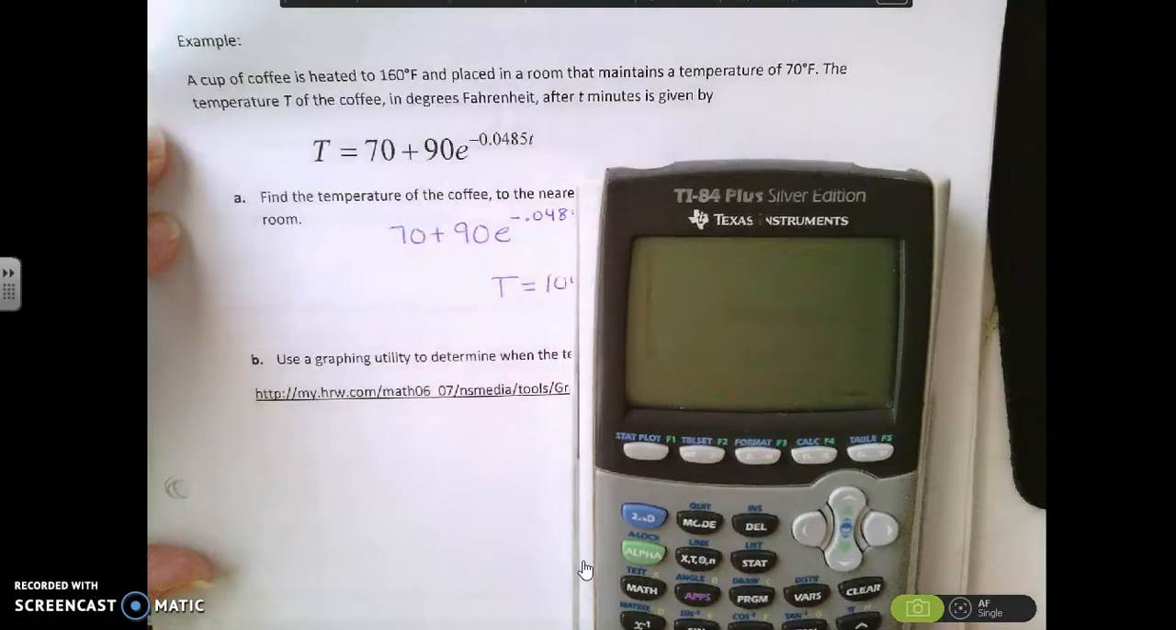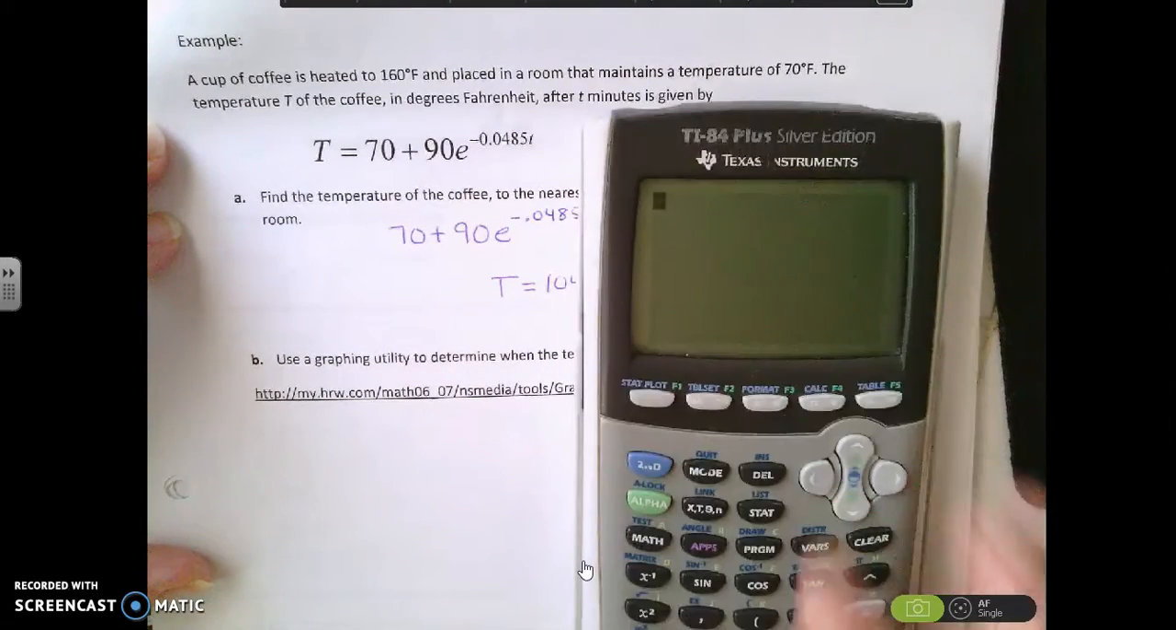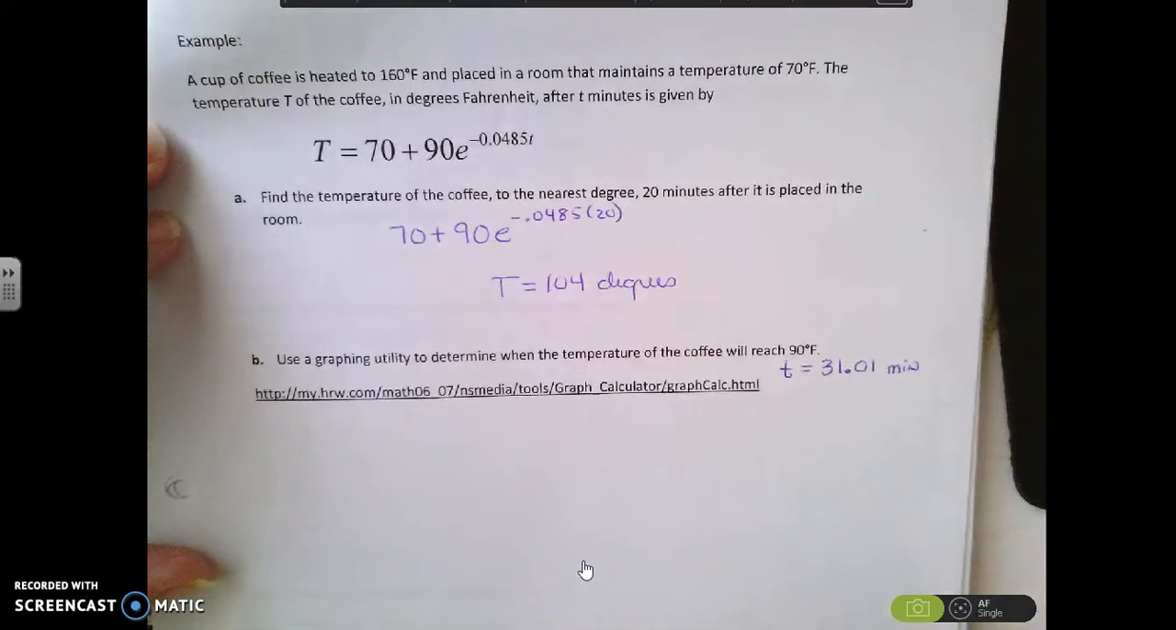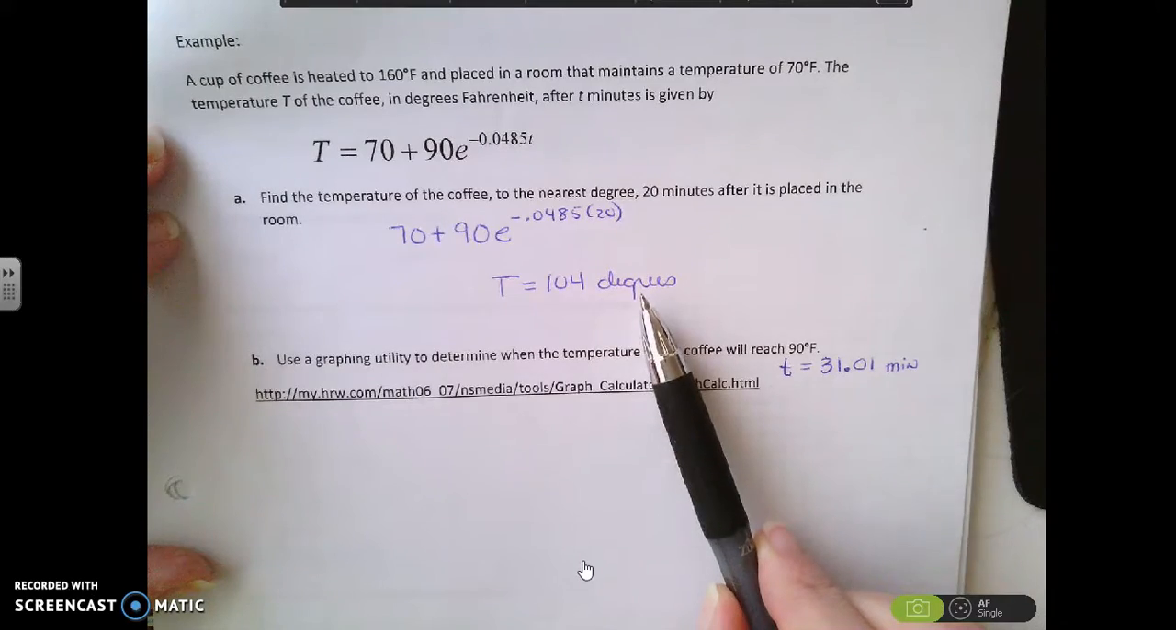When we put it in our calculator, we're going to put in the 70 plus 90, and then we're going to do the E, which is right above the divide symbol, raised to the negative 0.0485 times 20. And when we do that, we get 104.1. It says round it to the nearest degree, so it would be 104 degrees.